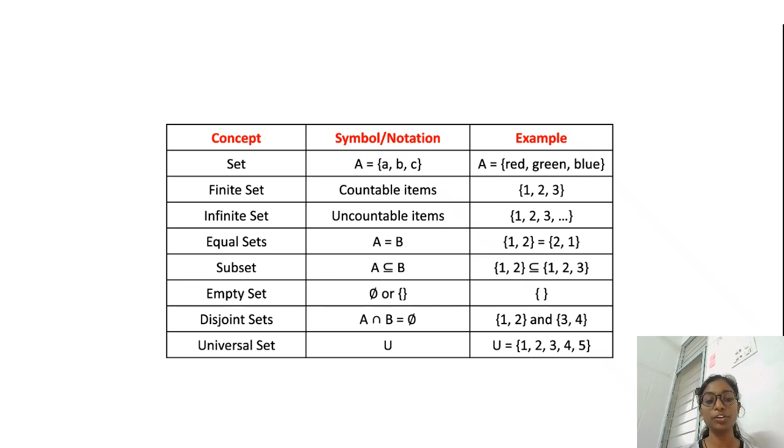Here is the conclusion of sets: set, finite set, infinite set, equal set, subset, empty set, disjoint sets, and universal sets, and the symbols or notations and the examples which we discussed before.